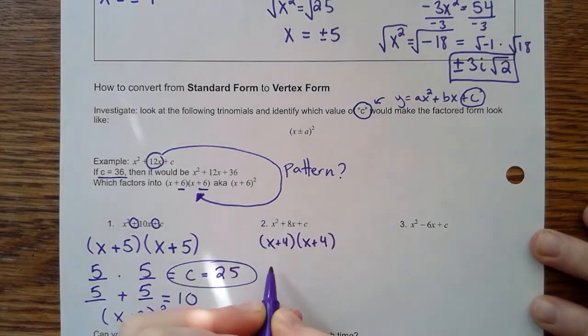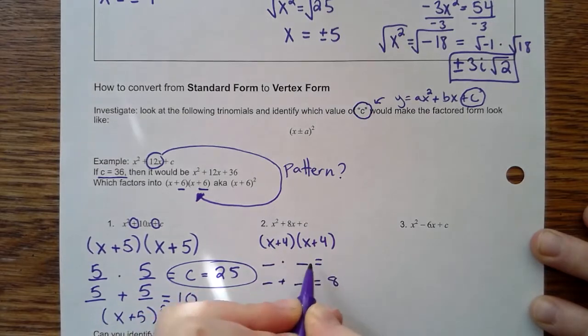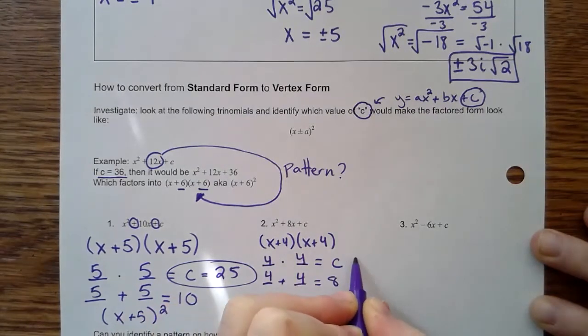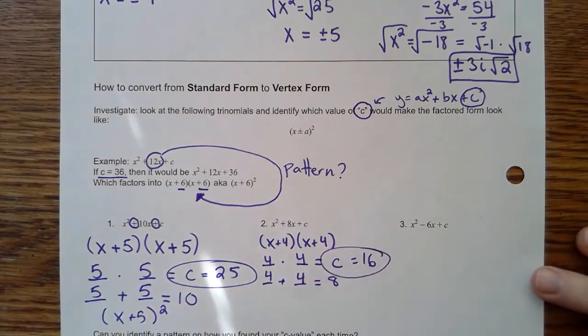And in that situation, I was trying to add to 8 by using 4 plus 4. Well, then my C value would be 16. If this setup is confusing, go over your factoring notes. That's from last semester. So our answer is C equals 16, and we'd get x plus 4 squared.